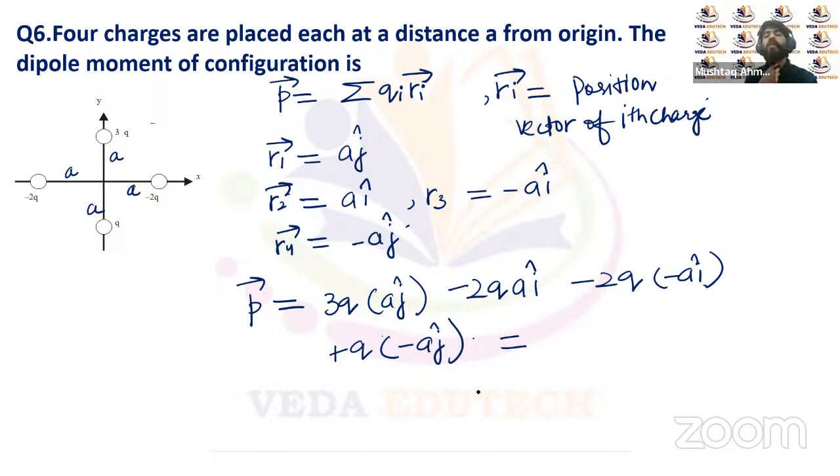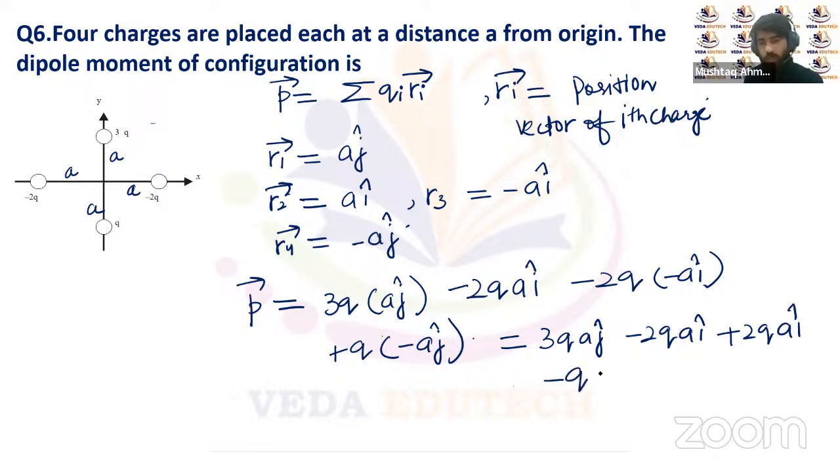Now you can see here we have 3q a j cap, minus 2q a i cap, plus 2q a i cap, and finally minus q a j cap. So we'll be left with minus 2q a i cap plus 2q a i cap, which will get cancelled. We'll be left with 3q a j cap minus q a j cap. So the net dipole moment will be 2q a along the direction of j cap. So this will be the net dipole moment.